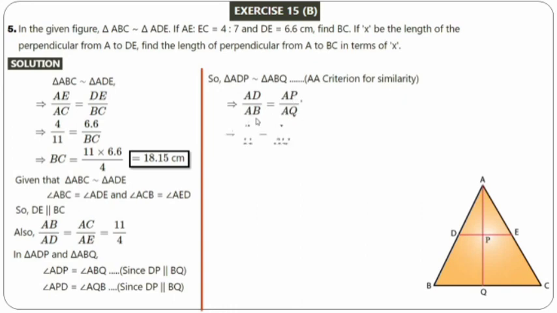What is AB? AD by AB from this is 11 by 4. AP is x and you need to find the value of AQ, that is the length of the perpendicular from A to BC. So from here AQ turns out to be, bring this 11 up, 4 down, you get 11 by 4 x, right? So this is the length of AQ in terms of x. That's what you need to find here. With this we close. You may pause the video and note down your solution. Thank you very much.